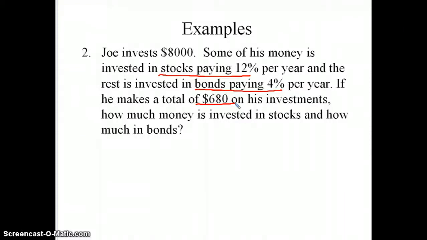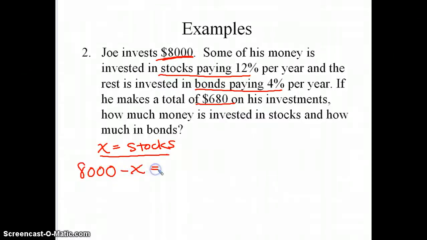When I'm looking at this, I have two things that I don't have any information about, stocks and bonds. So I'm going to just pick one of them. So I'm going to say X represents the stocks. I know his total investment is $8,000. Well, if part of the investment is in stocks, that means whatever I invested in stocks, I can take away from 8,000, and that would be how much he invested in bonds.